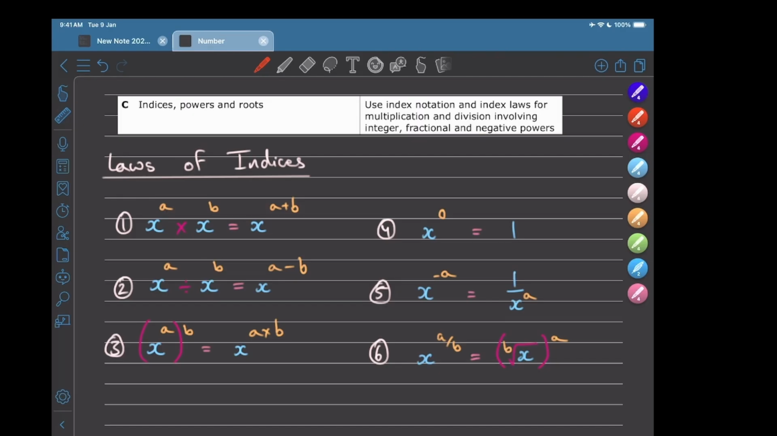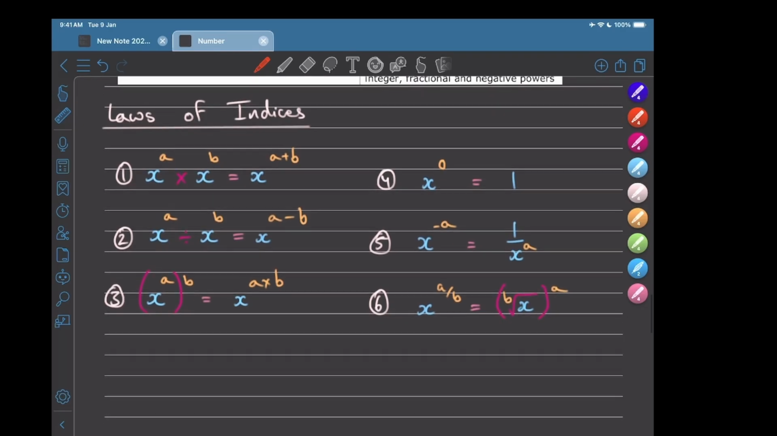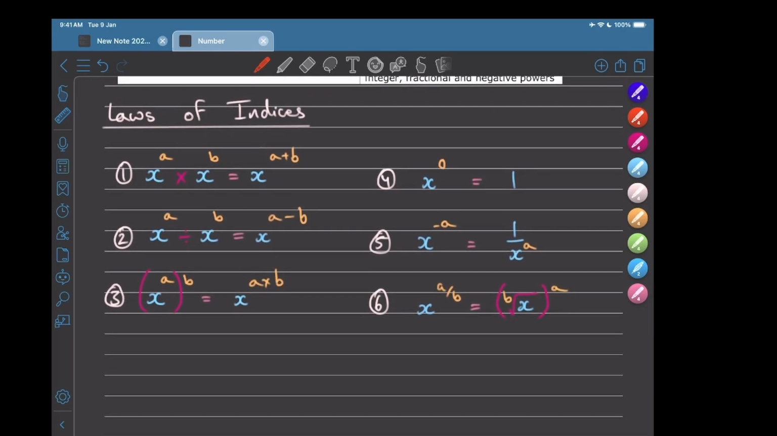Now let's move on to the second law, which is the division law. You must have the same values. When it's dividing, the indices will subtract. In multiplication, the indices will add. Again, these are very, very simple rules that if you see it, you'll understand.